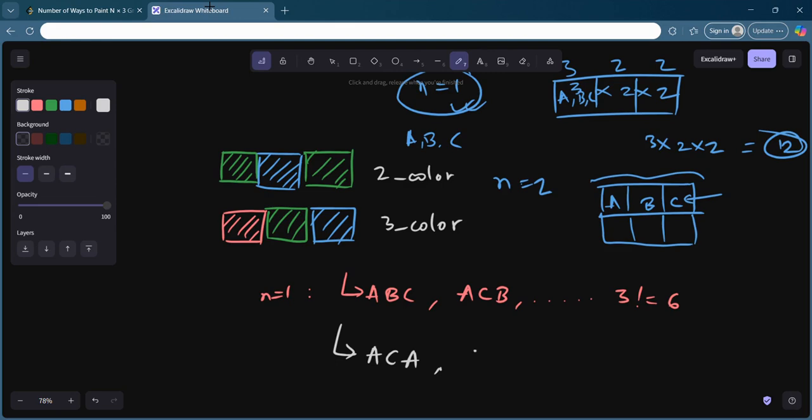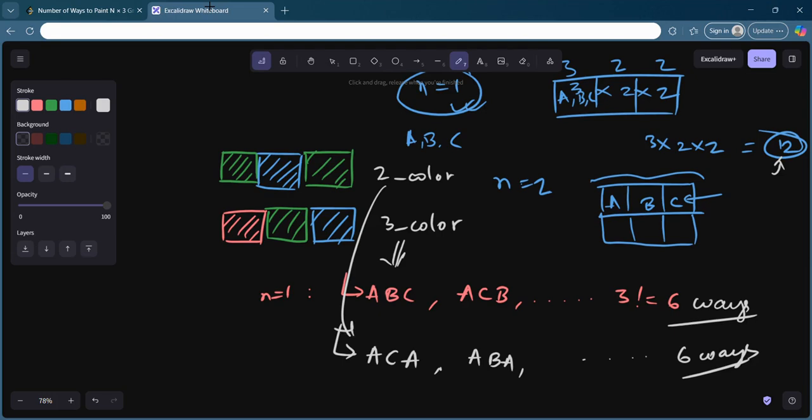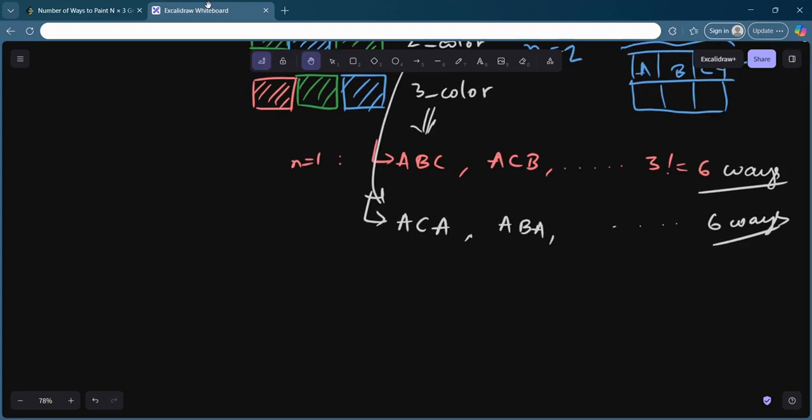ACA, what are the possible cases? You see, ABA. And how many ways will be there? By default, you know, there are a total of 12 ways. 6 ways you have used here, so you do not need to calculate. You can directly say there are 6 ways here also. So 6 ways are there for a 3 color combination, and 6 ways are there for a 2 color combination also. Now what are all the things which you can derive?